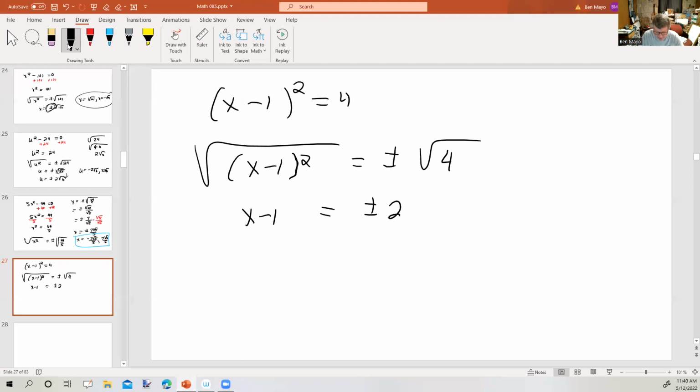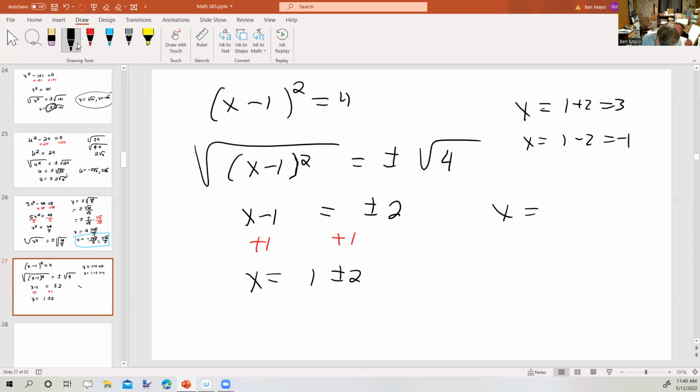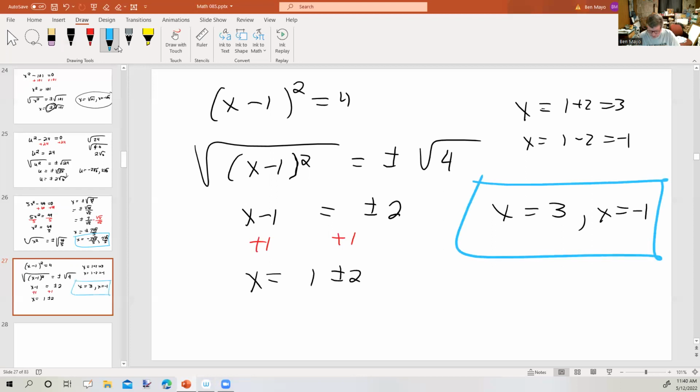However, we haven't isolated x yet. So we'll come back and we'll add 1. So now x equals 1 plus or minus 2. So x equals 1 plus 2, which is 3, or x equals 1 minus 2, which is negative 1. So x equals 3, x equals negative 1. There's your two solutions. Any question about that?